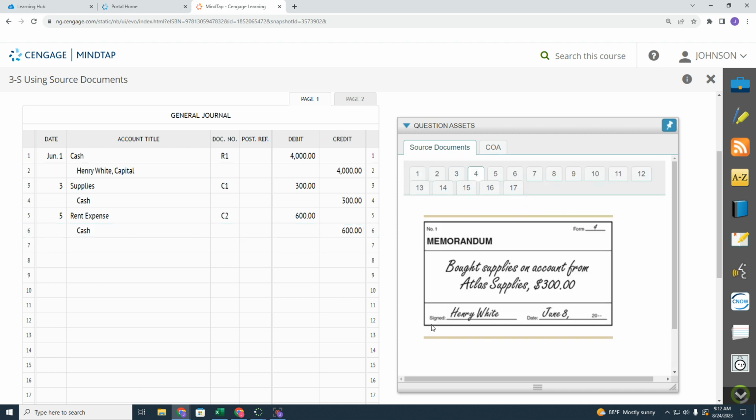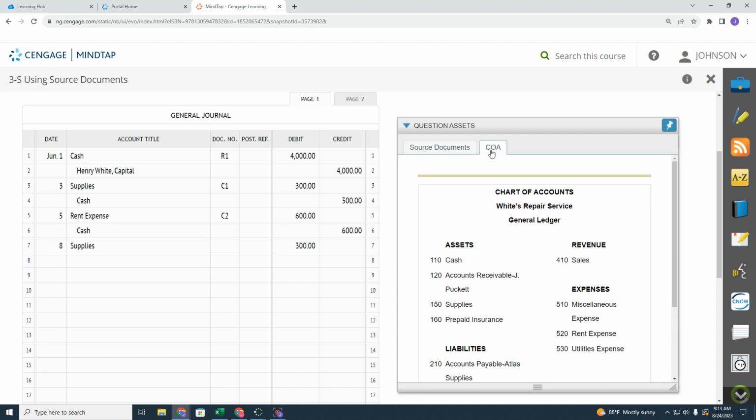Number 4 is a memorandum. And it looks like I bought supplies on account. So that means that I increased my supplies, but now I owe someone money. So supplies is an asset account. It has a normal debit balance, so it's going to increase with a debit. So I'm going to put the date here, which is June the 8th, and I'm going to increase my supplies by $300.